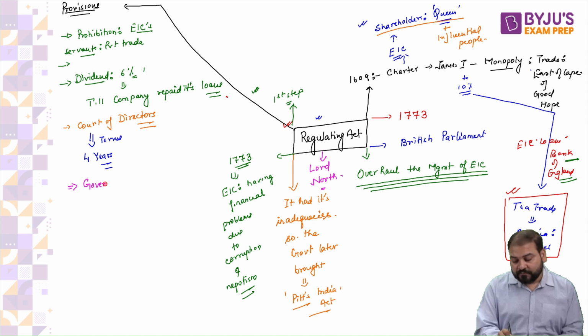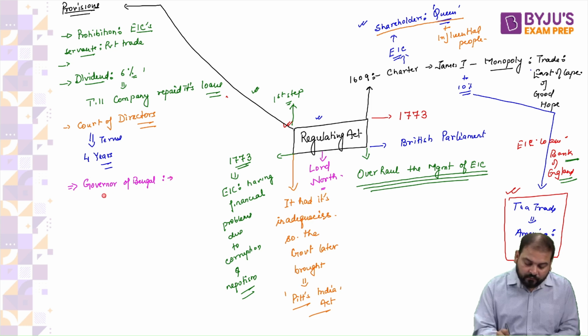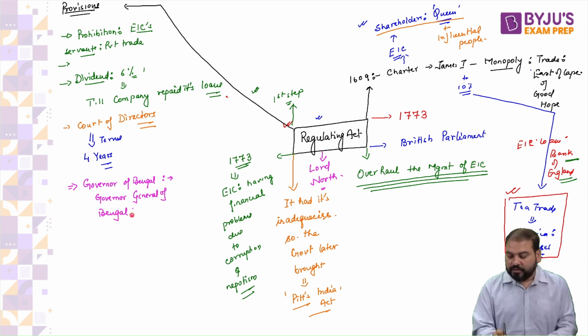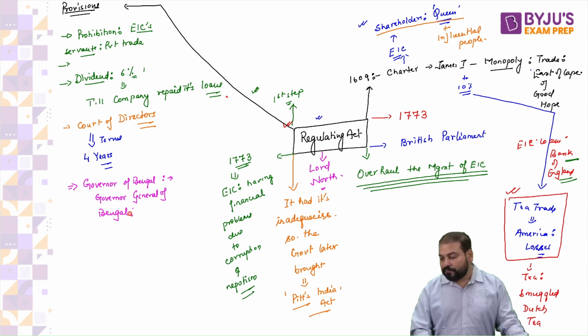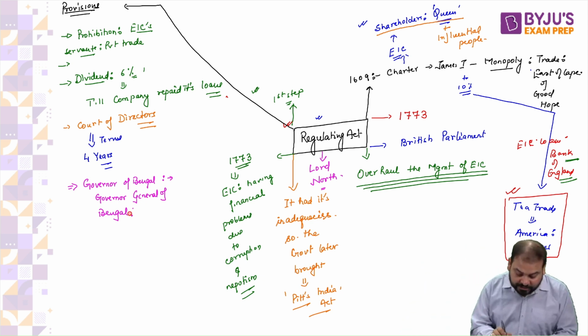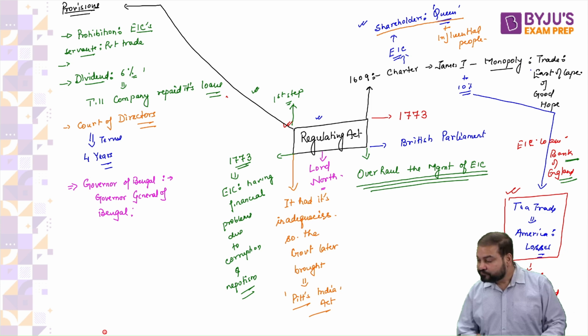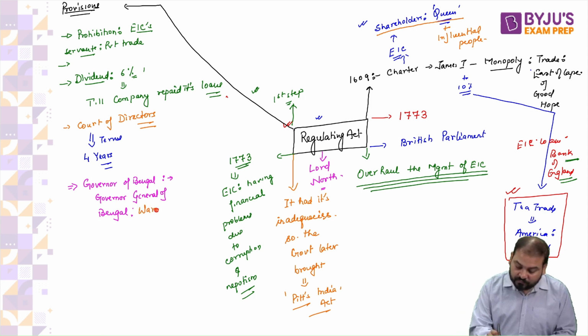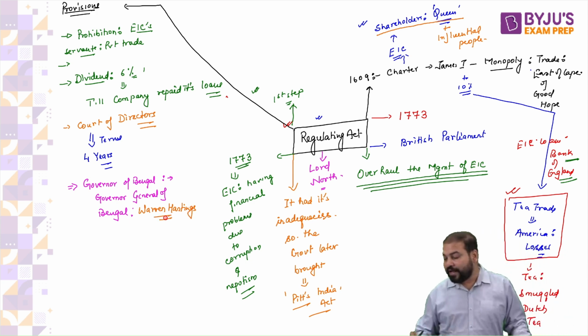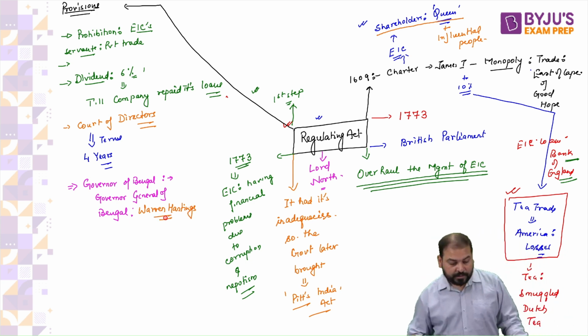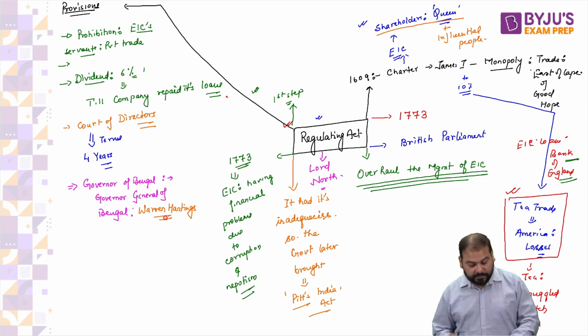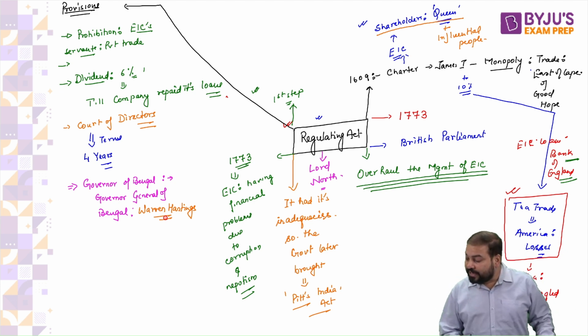the governor of Bengal was now made Governor General of Bengal. Everyone, who is the Governor General of Bengal? Who has been made the Governor General of Bengal at this point? Absolutely, Priyanka. Warren Hastings. Each one of you, he has been made the Governor General.